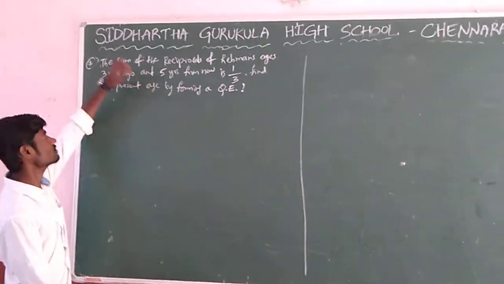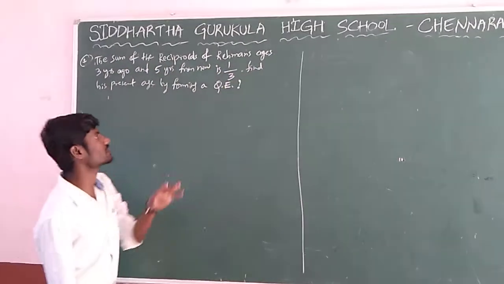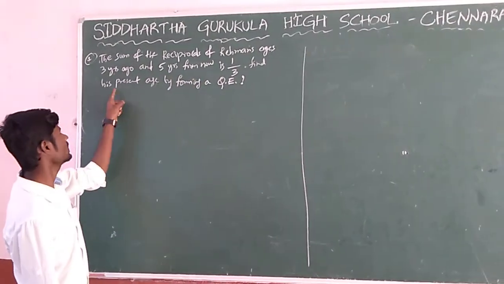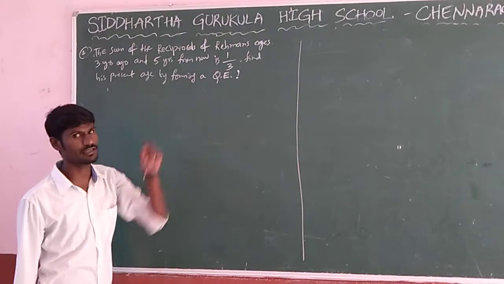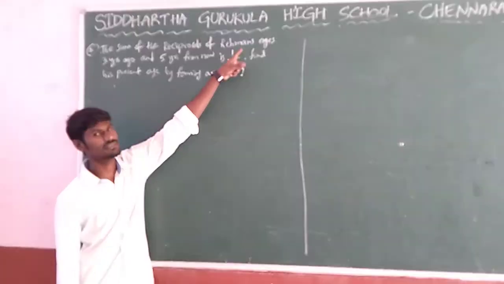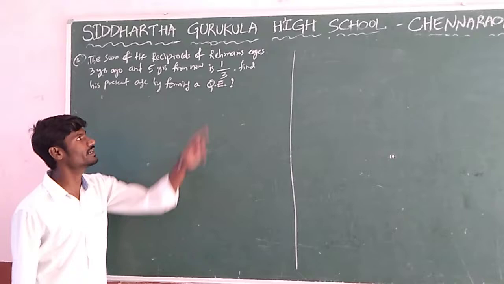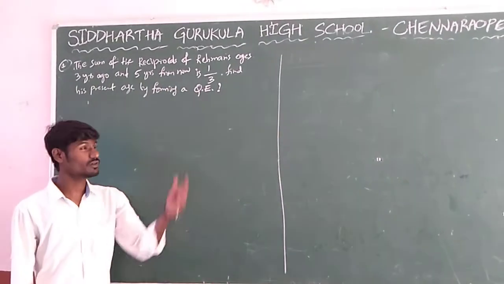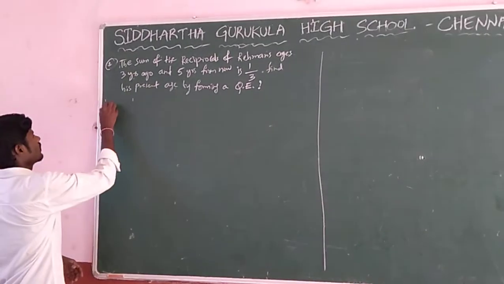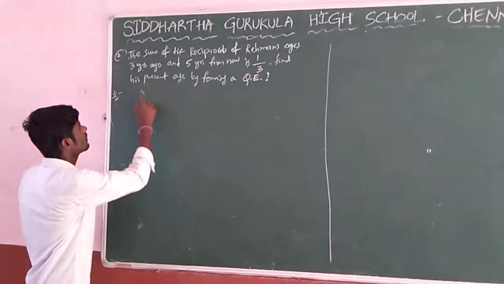Let us see here. The sum of the reciprocals of Rahman's ages 3 years ago and 5 years from now is 1 by 3. Find his present age by forming a quadratic equation. Here the data is given regarding Rahman's age 3 years ago and 5 years from now. Then what is his present age? That is the question. So first we need to form a quadratic equation. What they are asking, you need to assume as a variable: his present age.